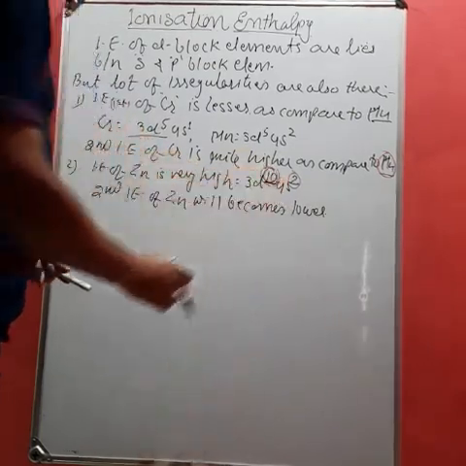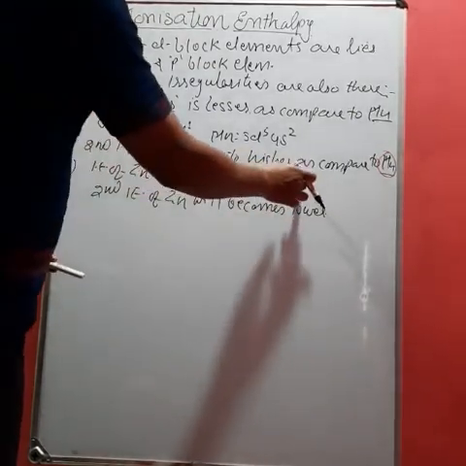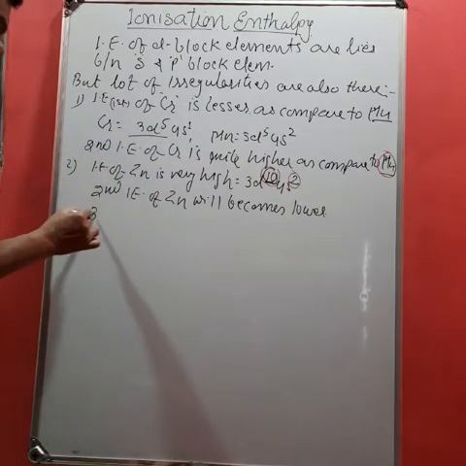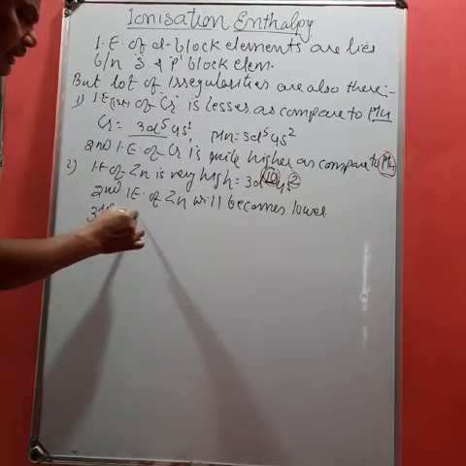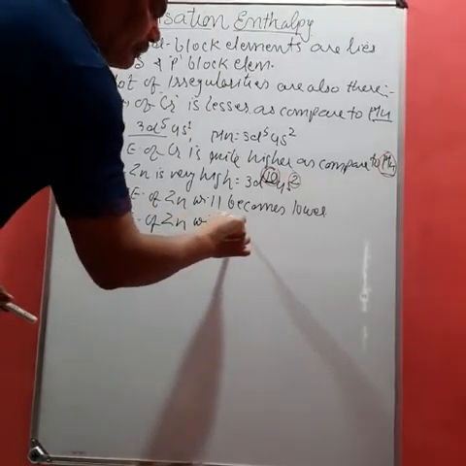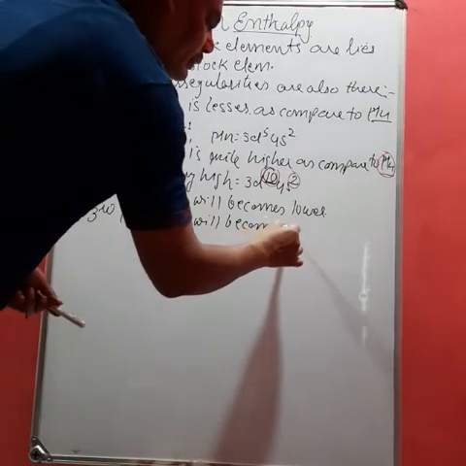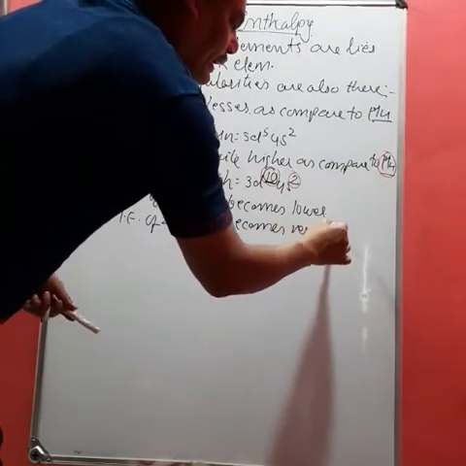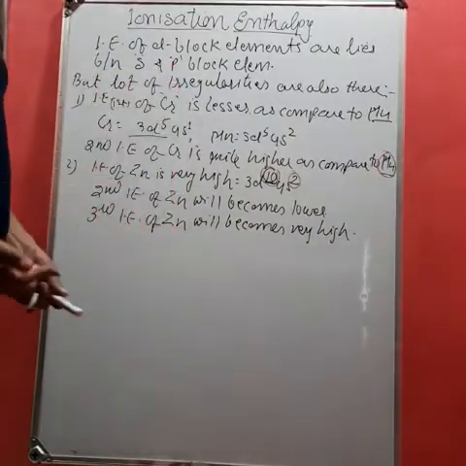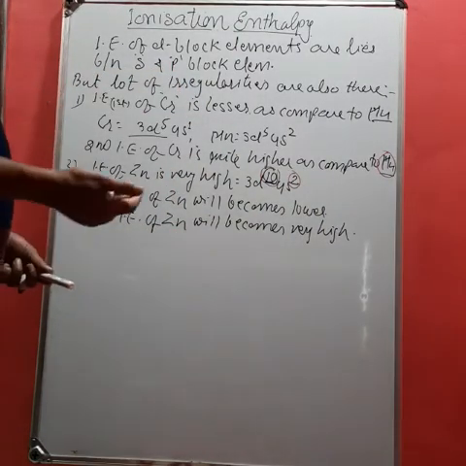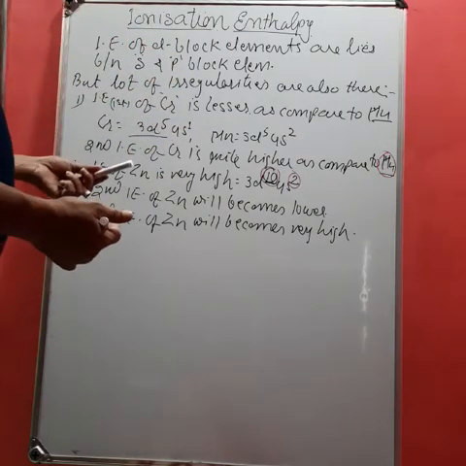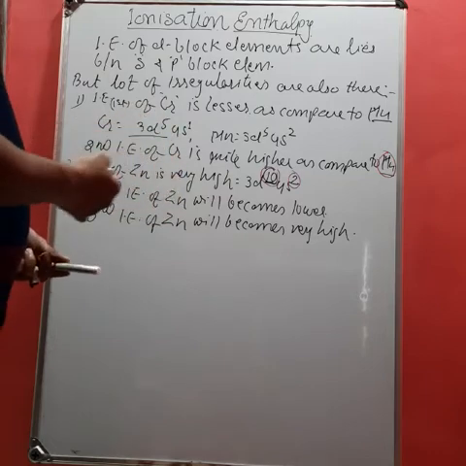Why? After removal of an electron, again it will acquire an unstable configuration. So it will become high. But what about the third ionization enthalpy? The third ionization enthalpy of Zn will become very high. And therefore Zn is unable to form Zn plus 3. Generally you will see that the most stable oxidation state of Zn is plus 2.